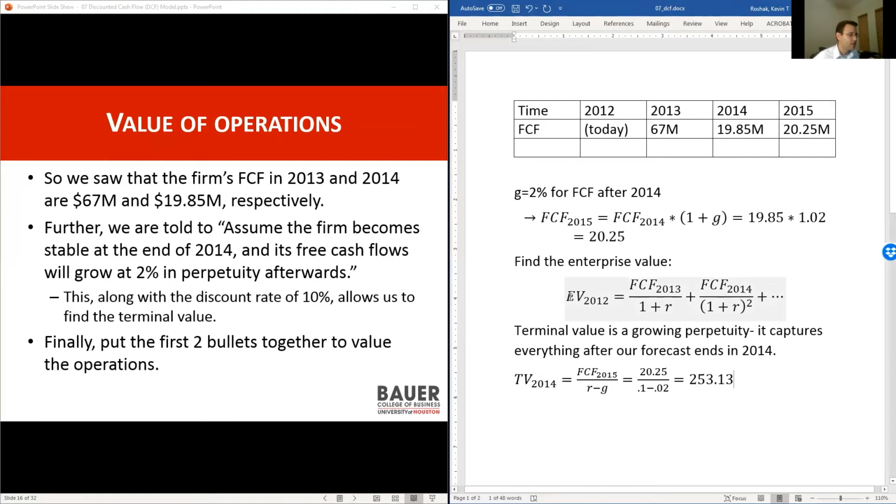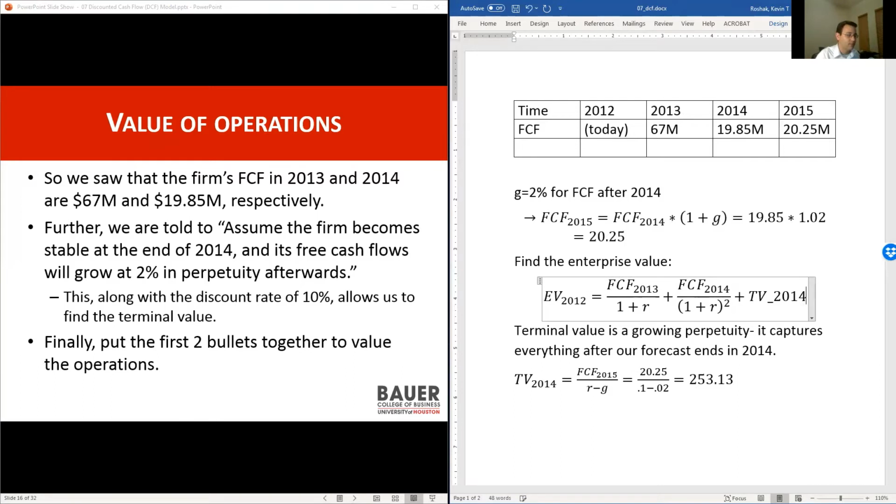In particular, when we go back to our enterprise value formula, instead of adding the free cash flows for 2015, 2016, 2017, all we're going to do is add the terminal value that's sitting in year 2014, and we're going to discount that twice now. And this thing includes everything that happens after 2014.